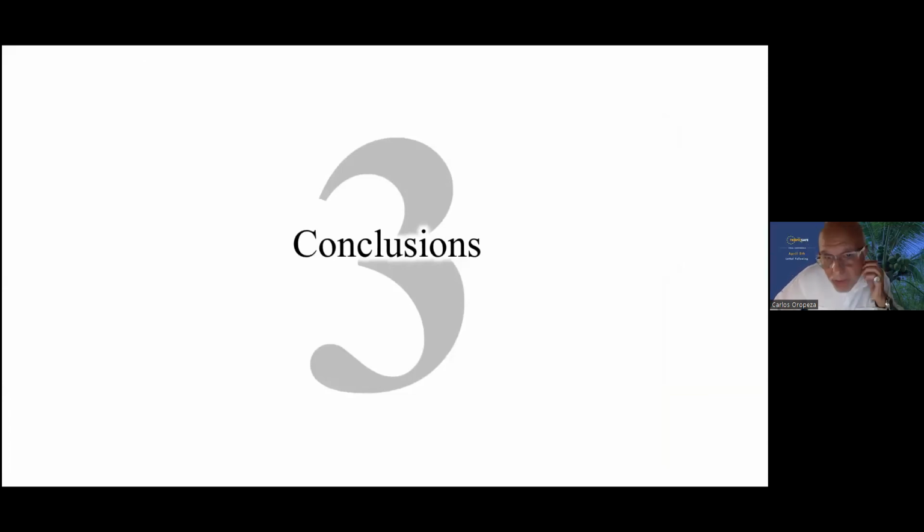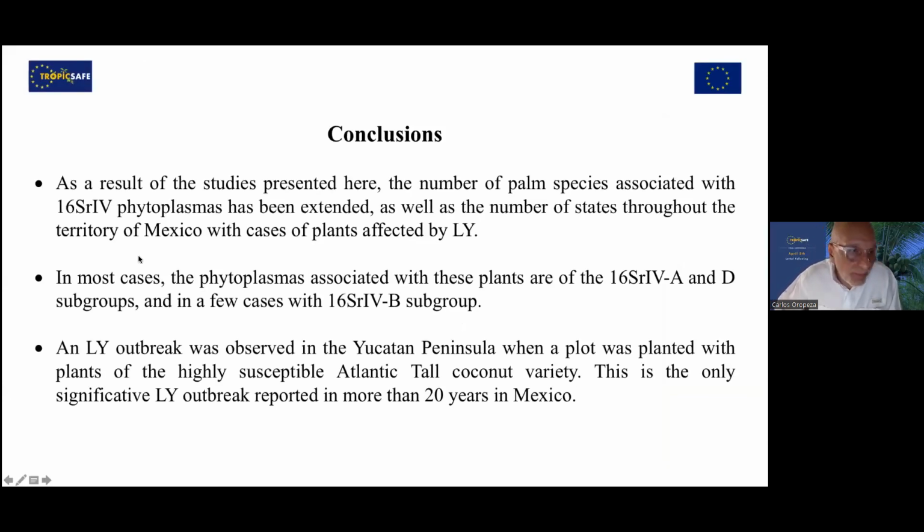So the conclusions from this research are that as a result of the studies presented, the number of plant species associated with 16SrIV phytoplasmas has been extended to Mexico, as well as the number of states in the country with cases of plants affected by LY. In most cases, the phytoplasmas associated are of the subgroups A and D, and in a few cases, subgroup B. And as I mentioned, also a few cases of E for insects.